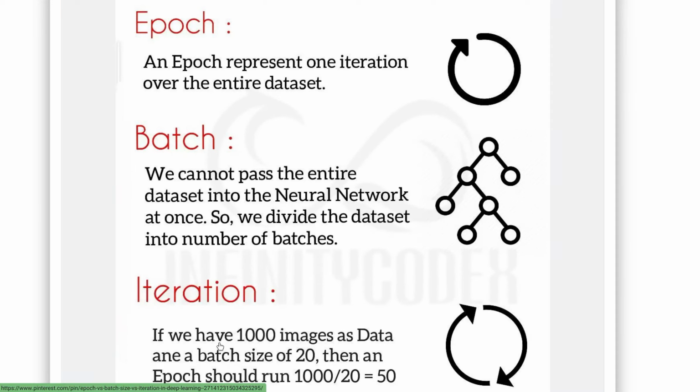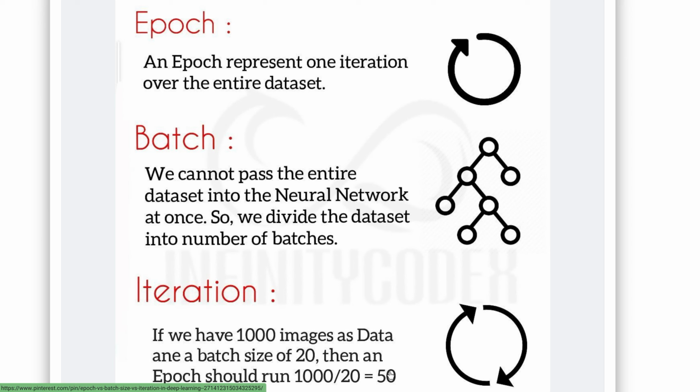Iteration means, if we have 10,000 images of data and a batch size of 20. If sending 1,000 images is difficult, we will reduce it to batches of 20. Then the epoch should run 1,000 divided by 20, that means 20 per batch, it will take 50 iterations. So this is the one.